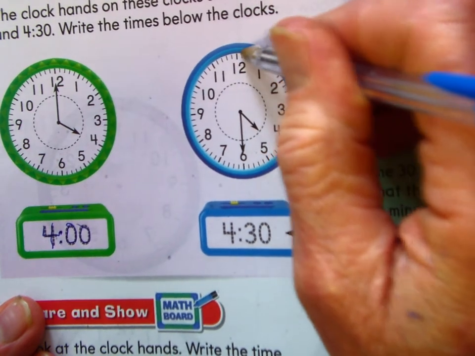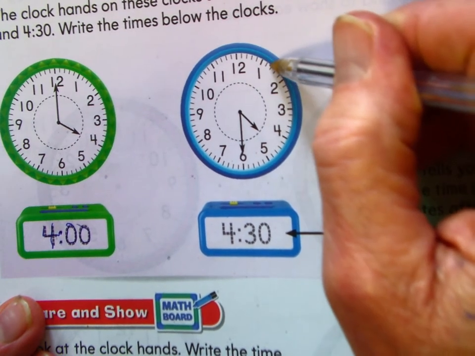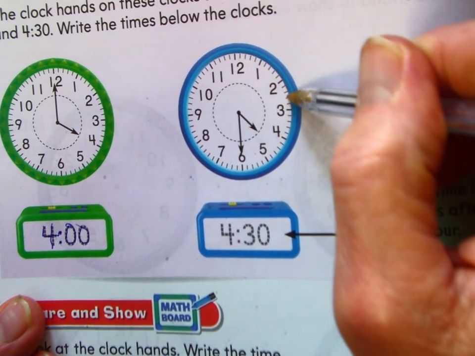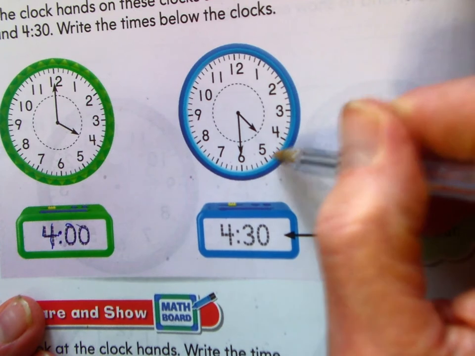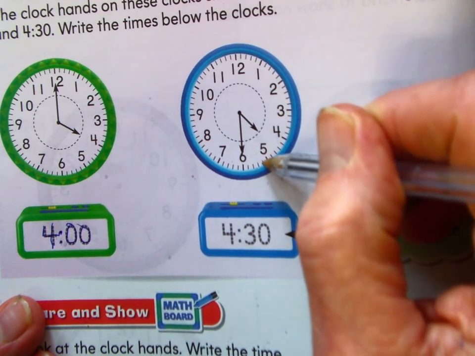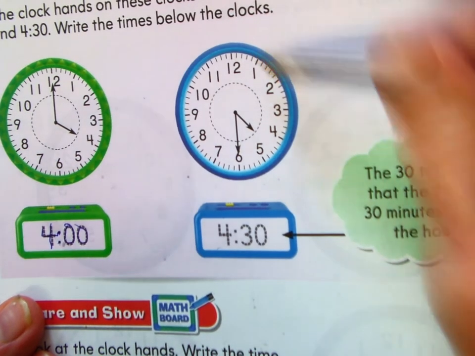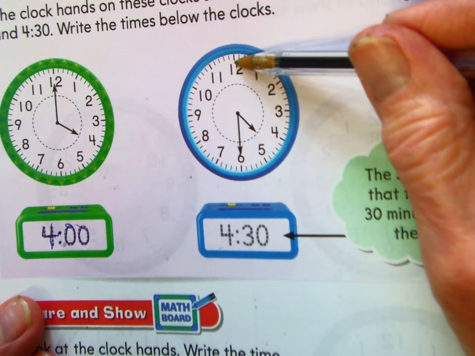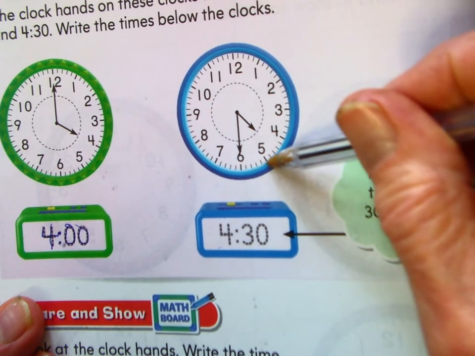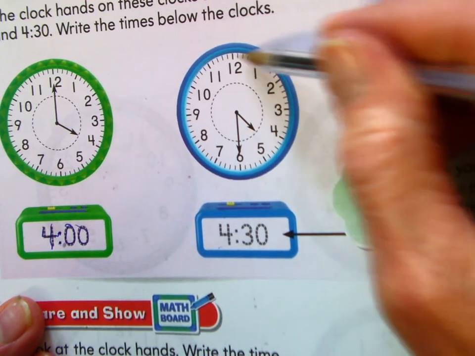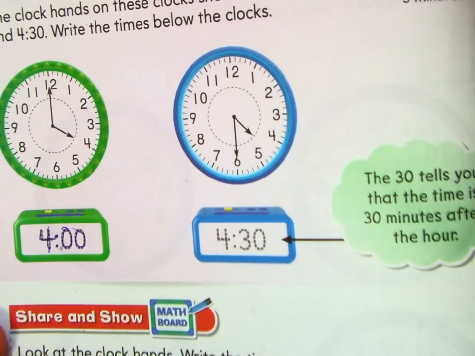If you counted all these little minute lines, you'd get 0, 1, 2, 3, 4, 5, 6, 7, 8, 9, 10, 11, 12, 13, 14, 15, 16, 17, 18, 19, 20, 21, 22, 23, 24, 25, 26, 27, 28, 29, 30. 4:30. Now, you can also count by 5s to do it faster. Point to where the number is, and you can say 5, 10, 15, 20, 25, 30, because there's 5 little lines, 5 minutes from every number to the next number. 4:30. Okay, you got it in your head.